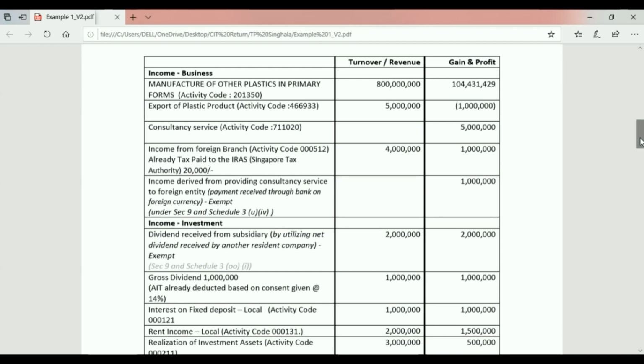Then they are providing consultant service for 5 million, and they have a small foreign branch. Its turnover is 4 million and the gain is 1 million, and it is further mentioned that they have already paid 20,000 rupees as tax to the foreign country, the Singapore tax authority. Then there is consultant service provided outside Sri Lanka, and they receive foreign currency. As per the prevailing sections, it can be identified as exempt income from the business.